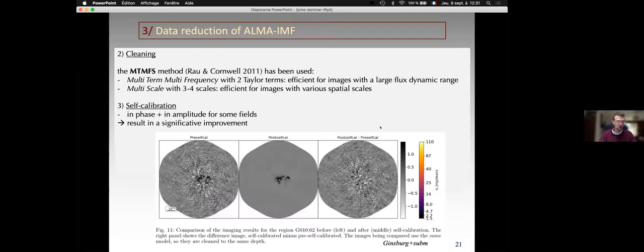I won't go deeper into the cleaning. Just a few words to say that we use the MTMFS method, so both multi-term and multi-scale, to take into account images with a large flux dynamic range and a large spatial scale dynamic range. And also that the self-calibration step has been efficient and leads to improvement in many of the fields. You can see an example here before and after self-calibration, where you can appreciate the difference.